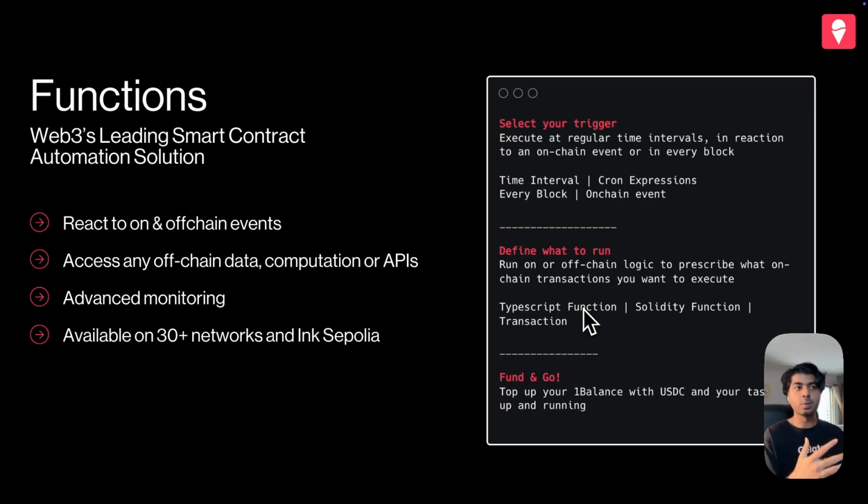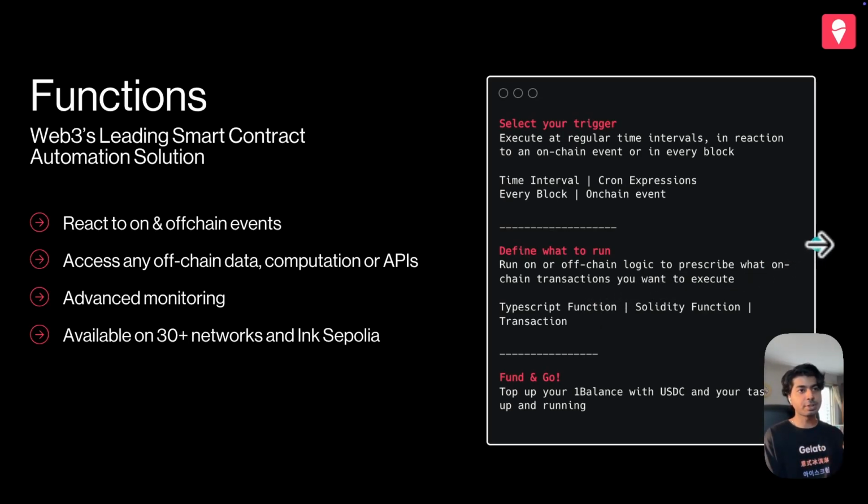And how this essentially works is that you select your trigger. This could be a time interval or cron, a block, or an on-chain event. Based on this trigger, you can define what to run. This could be a TypeScript function, a Solidity function, or a transaction, which could be a simple transaction. And basically, all you do is top up your 1Balance with USDC. Like I mentioned, it's a gas tank which will sponsor and pay for transactions for all the supported networks that Gelato supports. And basically, your task is up and running, and this task will automate based on the conditions that you have set on your task.